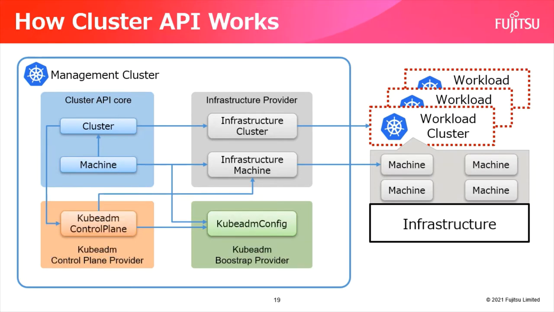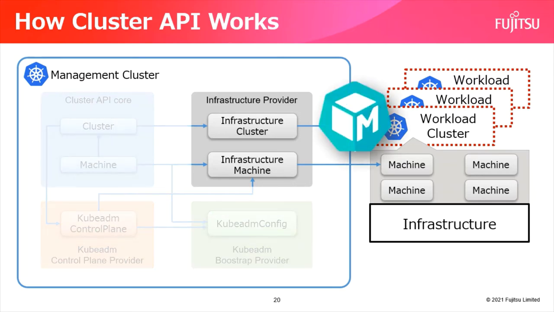While the infrastructure provider needs to be implemented by a vendor who provides that infrastructure, for the remaining two providers, the community has provided a simple implementation for each of them: kubeadm control plane provider and kubeadm bootstrap provider. Both of them use kubeadm to make a machine become a Kubernetes node, and the actual CRDs are KubeadmControlPlane and KubeadmConfig. And as we have talked about before, Metakube.io can act as an infrastructure provider.